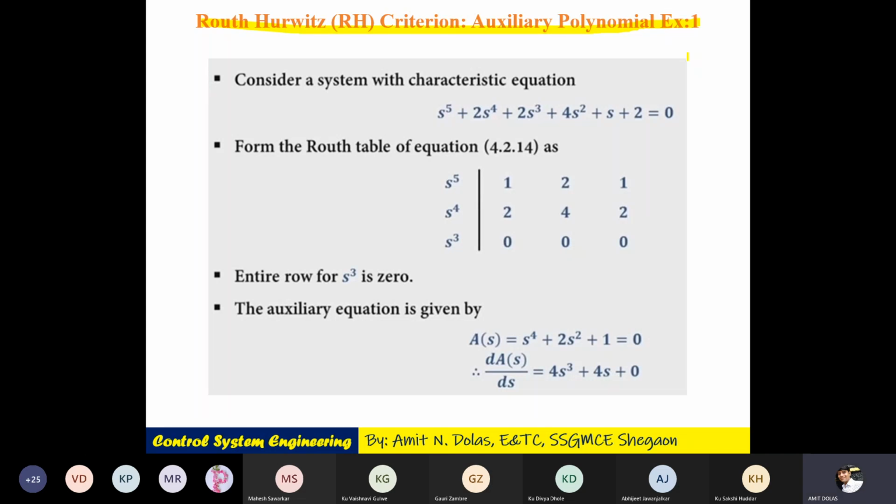Now, last time we have seen that if two consecutive zeros are in a certain row, then we take the row just above that and make an auxiliary equation, differentiate it with respect to s, and whatever are the coefficients of the derivative are kept in place of the zeros. Now in this example, this happens twice. So this is the characteristic equation: s to the power 5 plus 2s to the power 4 plus 2s cube plus 4s square plus s plus 2 equal to 0. So the Routh table can be formed like this.